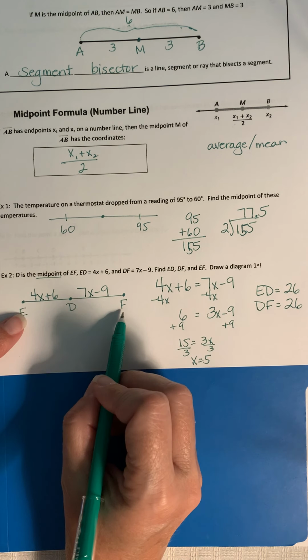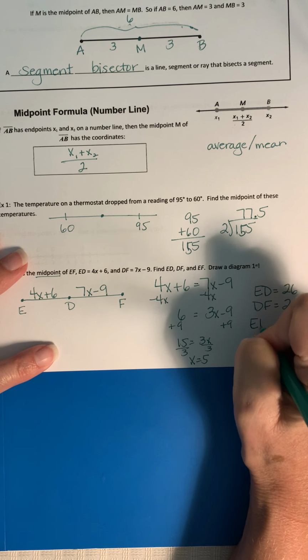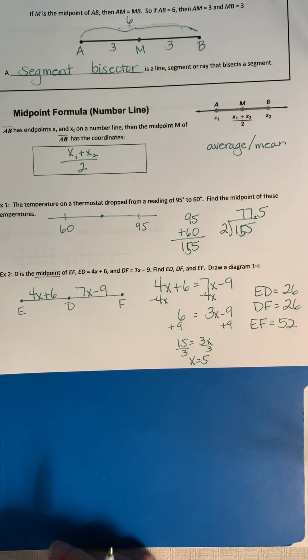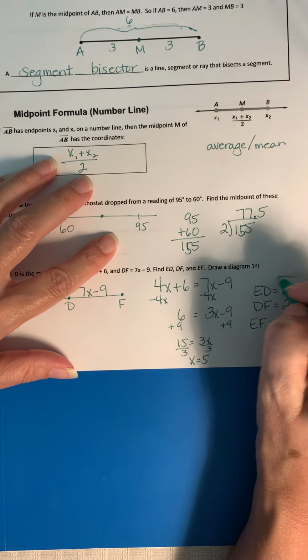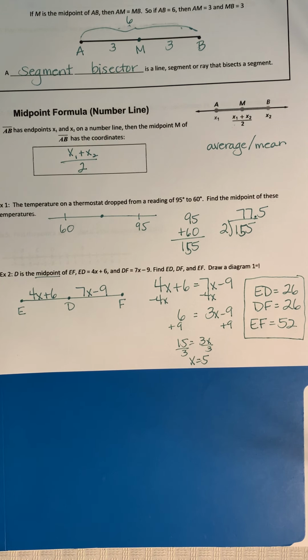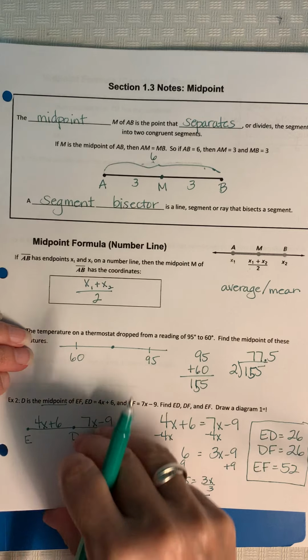And then EF, you just add the two values, 26 plus 26, or you could do 26 times 2, and you will get 52. And there is the answer. And once again, like I told you the other day, you always want to circle or box your answers so it is clearly seen. So that's the midpoint.